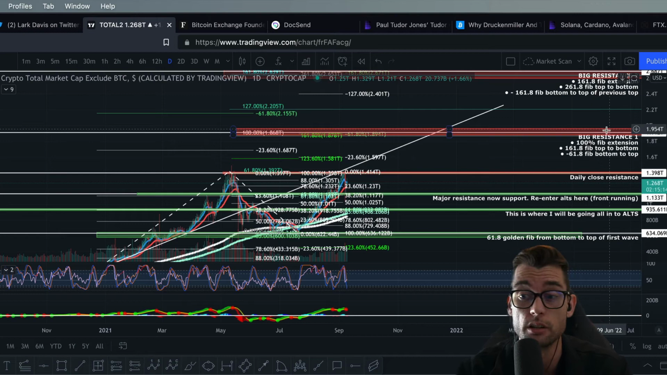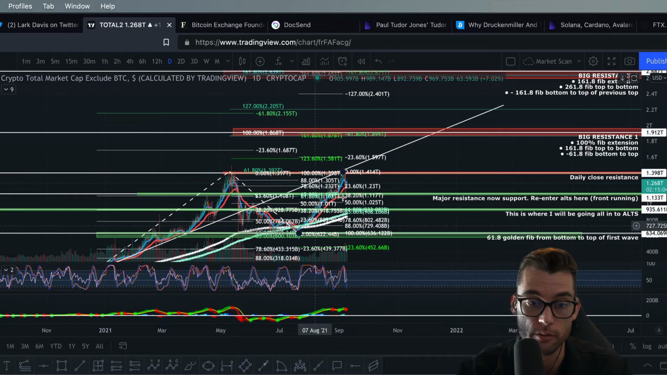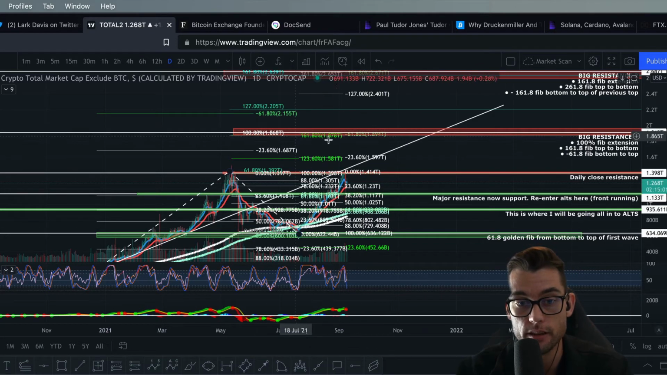Why is this the big one? Because this is the 100% Fib extension. As you could see, it's the 161.8 retracement from the top to the bottom, and it's the negative 61.8 from the bottom to the top. So there's lots of confluence right here.